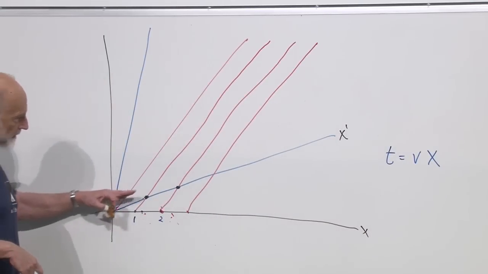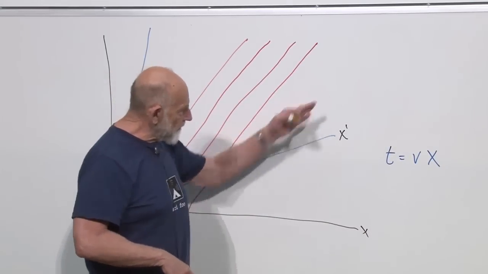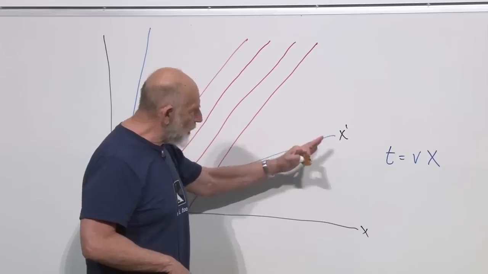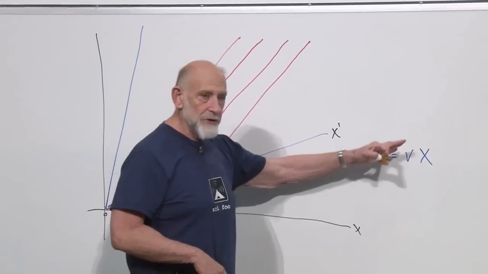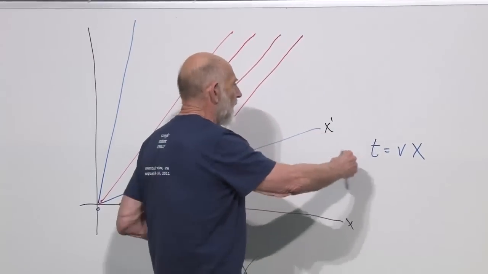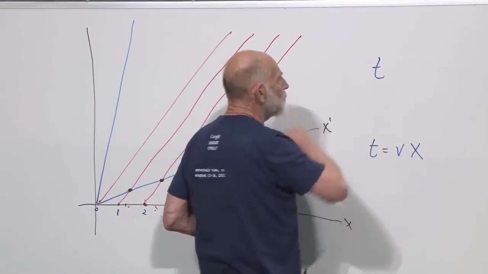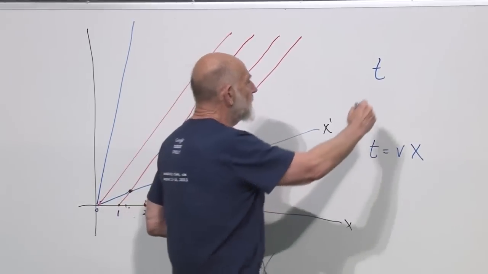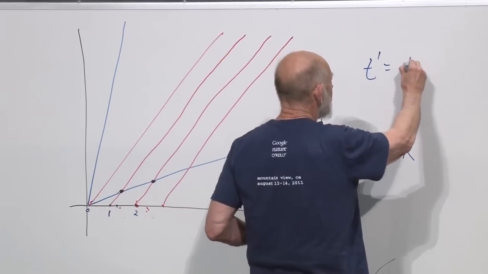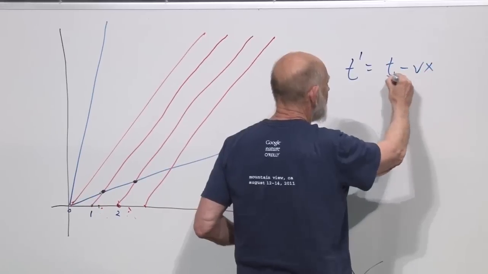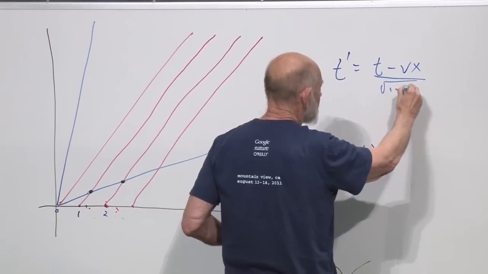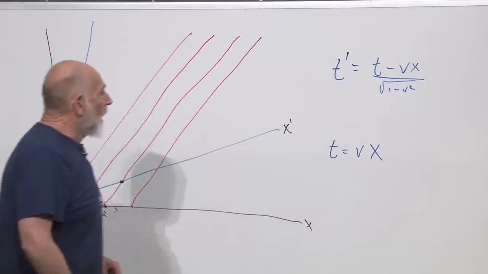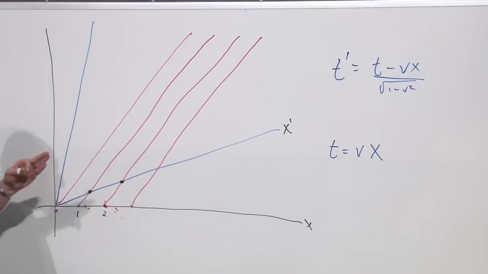That the surface T prime equals 0 is the same as T equals Vx. Let me remind you why. The Lorentz transformation involves T prime is equal to T minus Vx over square root of 1 minus V squared, right? All right, now supposing I want to know where T prime equals 0 is.